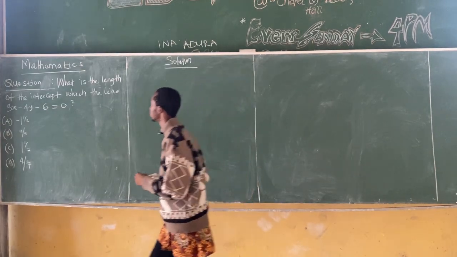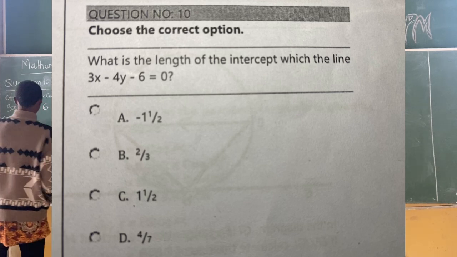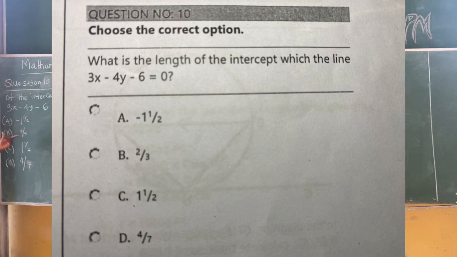Question 10 says, what is the length of the intercept which the line 3x minus 4y minus 6 is equal to 0? What is the length of the intercept which the line 3x minus 4y minus 6 is equal to 0? Option A says minus 1 whole number 1 over 2. Option B, 2 over 3. Option C, 1 whole number 1 over 2. Option D, 4 over 7.